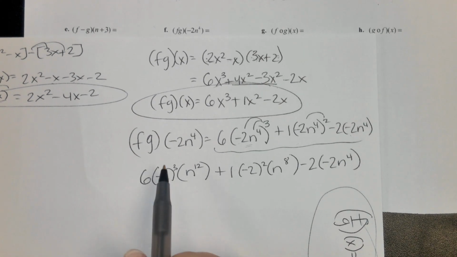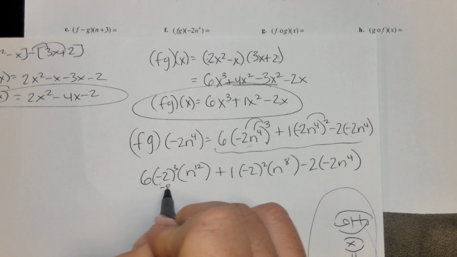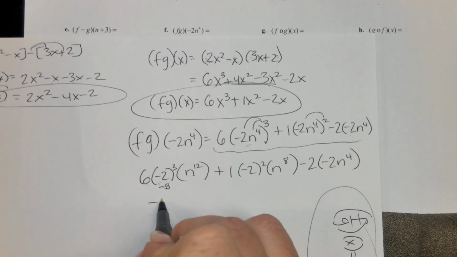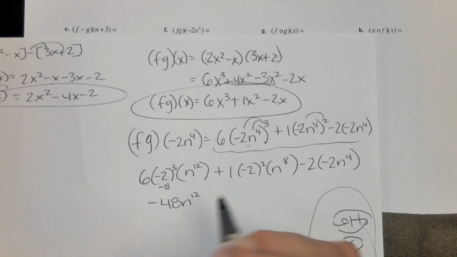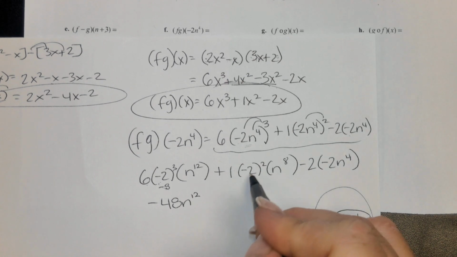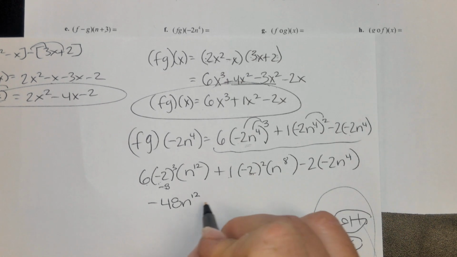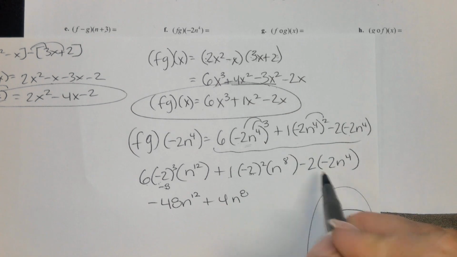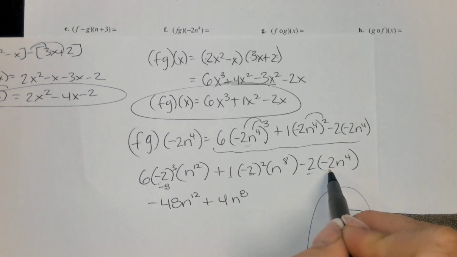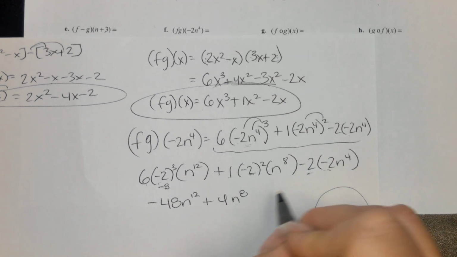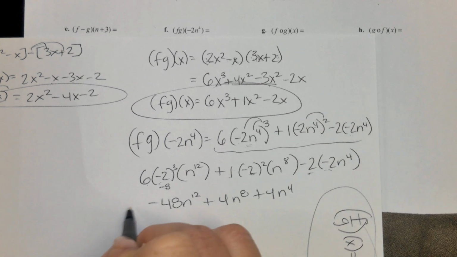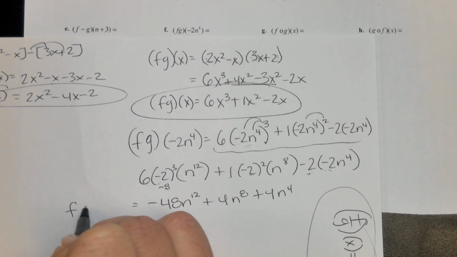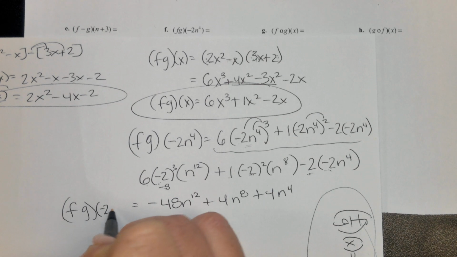Negative 2 to the third, negative 2 times negative 2 times negative 2 is a negative 8. When I multiply, I get negative 48n to the 12th. Negative 2 times negative 2 is 4. 4 times 1 is 4. And negative 2 times negative 2 is positive 4, n to the fourth. Now this was f times g, substituting in negative 2n to the fourth.